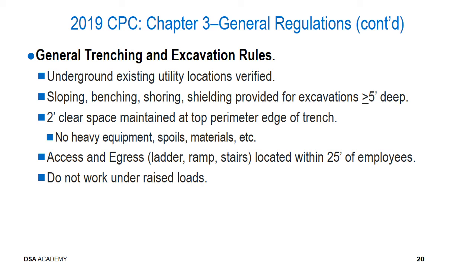A 2-foot clear space has got to be maintained at the top perimeter edge of the trench on each side of the trench. This means no heavy equipment, no spoils, no materials, etc. And obviously the reason for this is you want to try and make sure that nothing can fall into the trench which would injure an employee inside the trench.